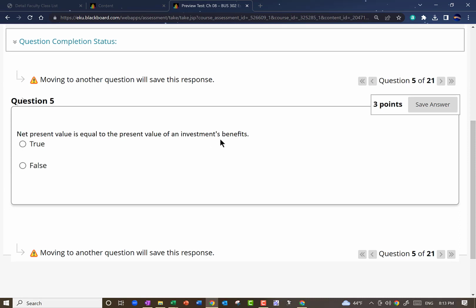Net present value is equal to present value of investment's benefits. True or false? First thing you should ask me, what the hell is an investment benefit? Okay? So there's no such thing. But, present value of investment's cash flows minus cost.